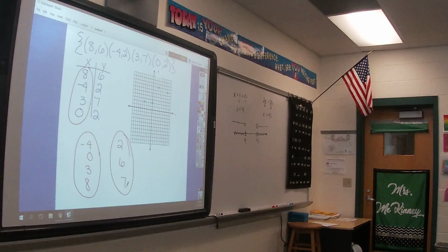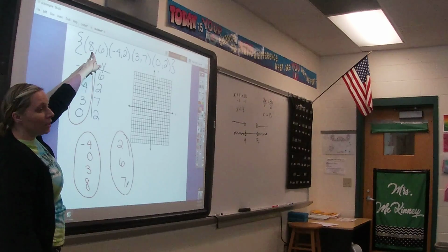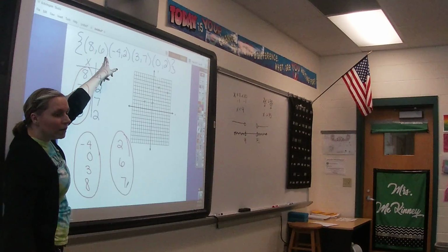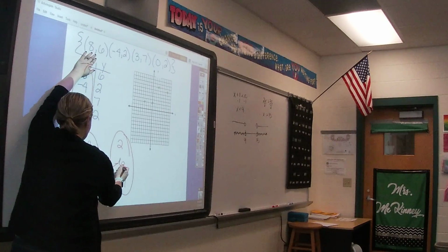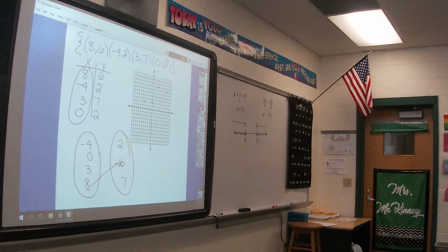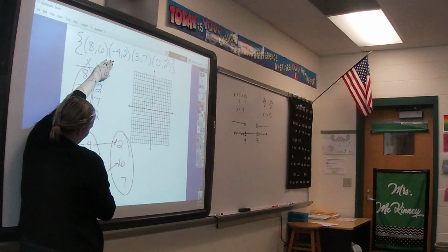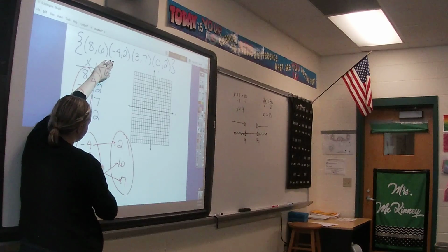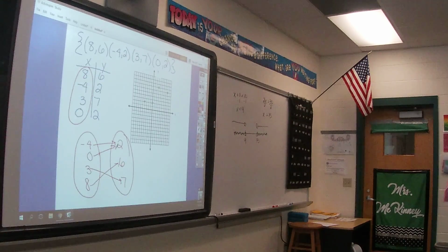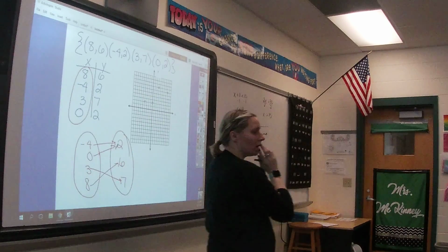Okay, then this is just connect the dots. So I'm going to draw a line between 8 and 6. An arrow, a line, you can see it either way. I'm going to draw a line between -4 and 2. I'm going to draw a line between 3 and 7. And I'm going to draw a line between 0 and 2. Okay? Are we okay on those?